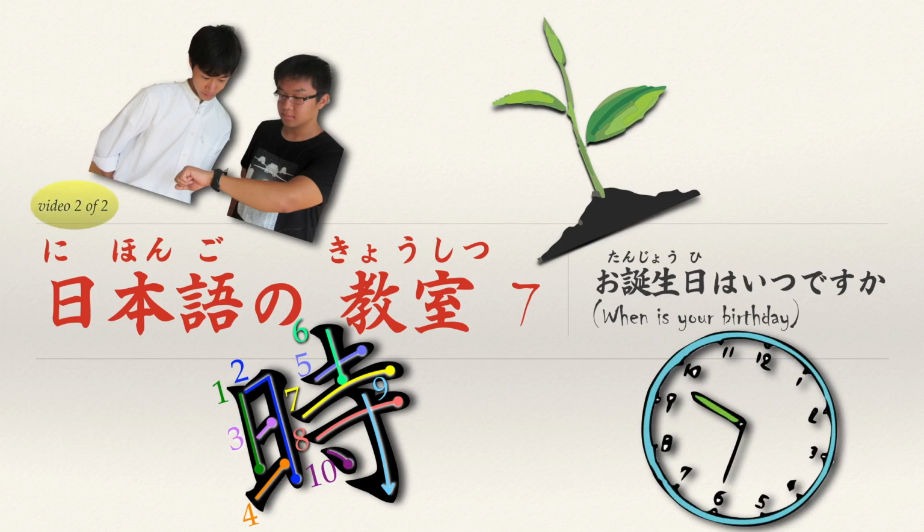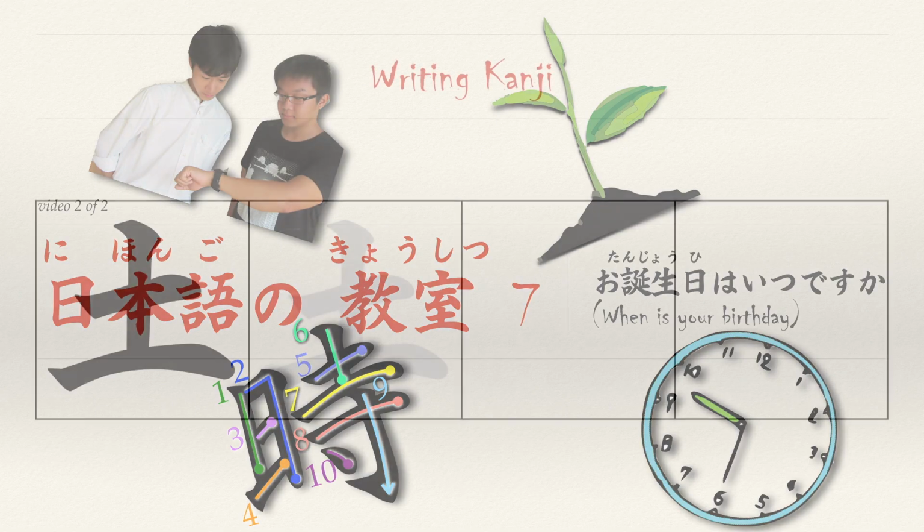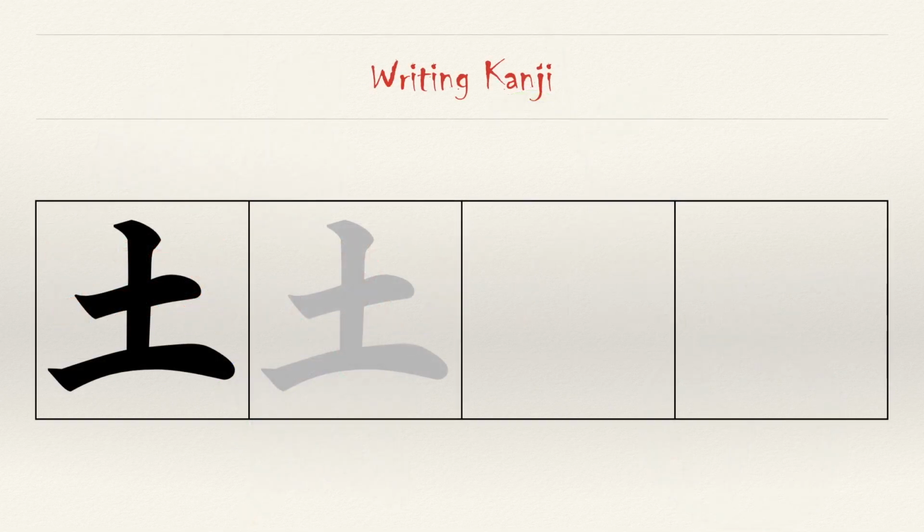Our second video today will finish the characters we need for days of the week and time. Time is a particularly nasty character, but we have one even nastier. This character is Earth, as referenced in the mythical 4 elements. As Earth's primary content, it can also mean soil.